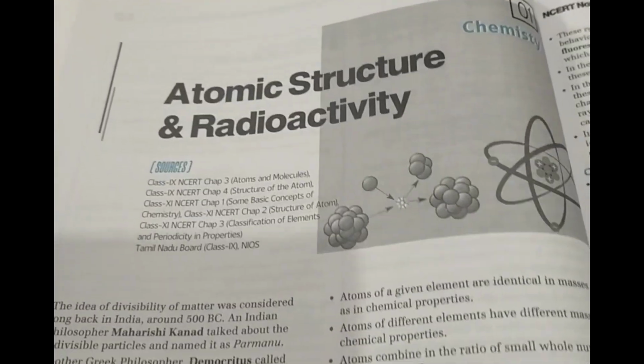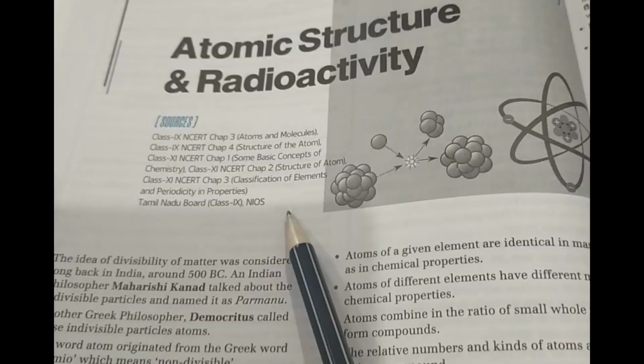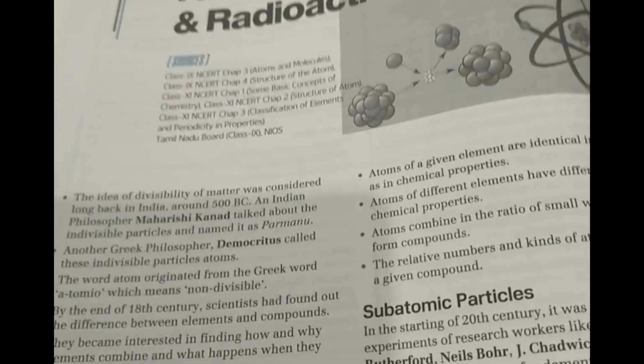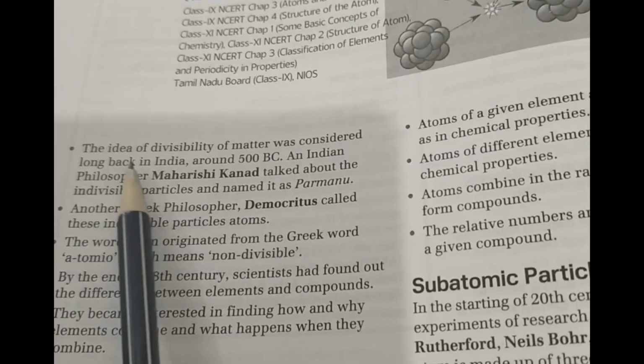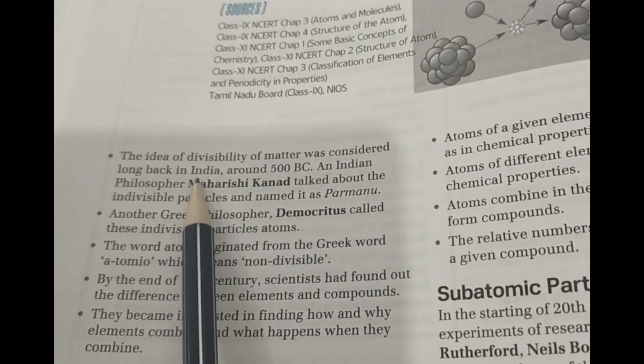With the chemistry, chapter 1, it's atomic structure and radioactivity. So these are the sources from which the topics have been taken in this chapter, right? So we'll start. The idea of divisibility of matter was considered long back in India.